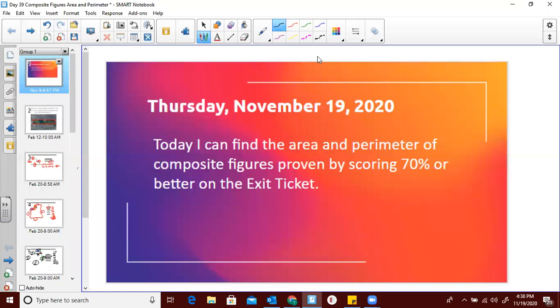All right, as promised, here's the second part of today's lesson. For the second part, we are really going to be focusing on area. So you're going to be able to find the area of a composite figure.